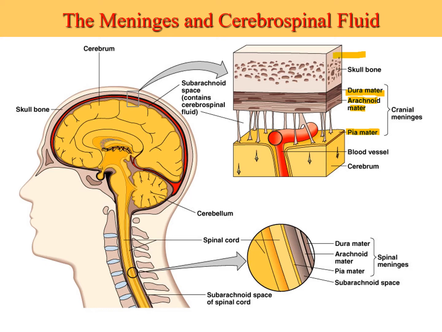In the subarachnoid space, just between the arachnoid mater and the pia mater, there's a space, and that is filled with CSF. The same layers, also connective tissue layers, also membrane layers, also surround the spinal cord. The dura mater, arachnoid mater, and pia mater all surround it, and again you have a subarachnoid space filled with CSF.